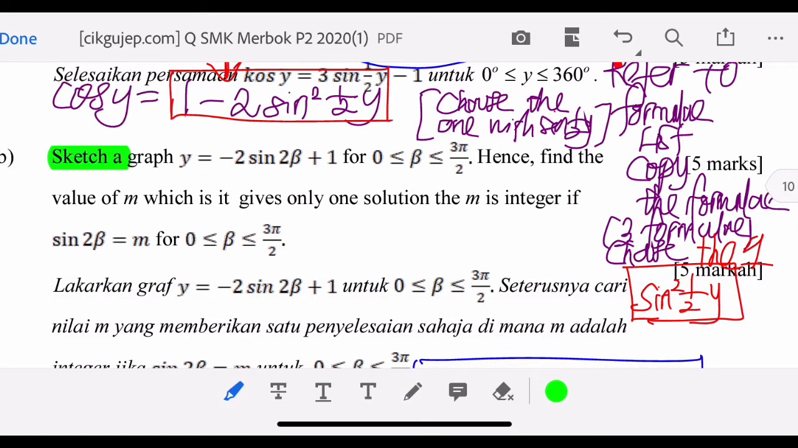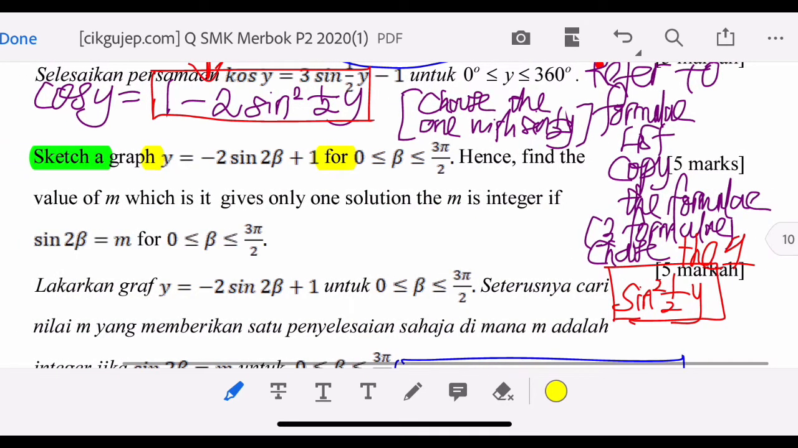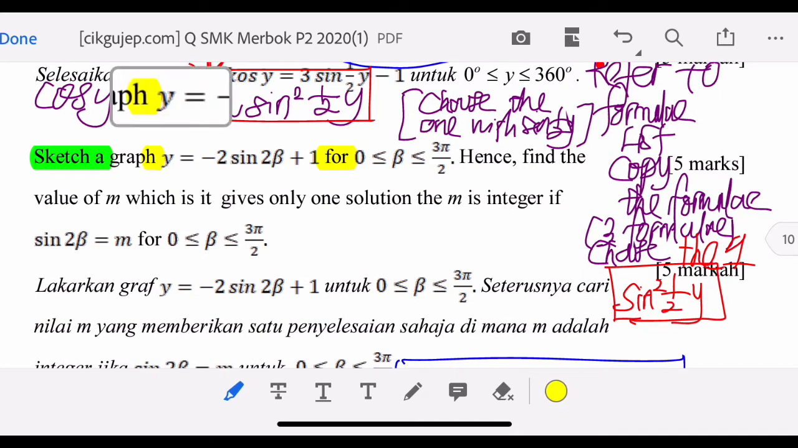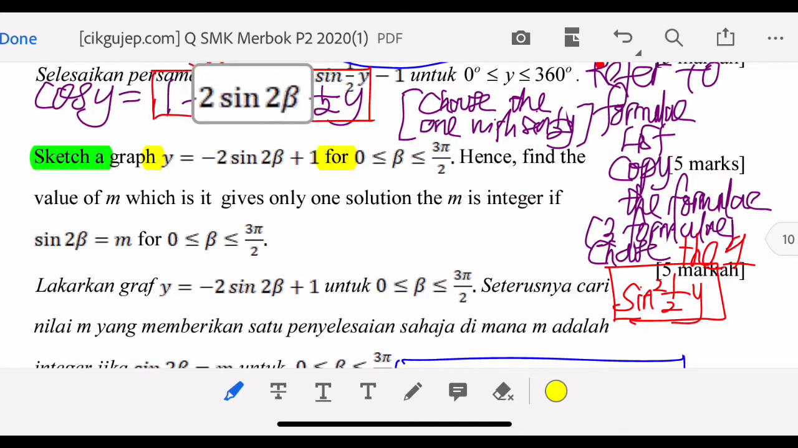Alright, now we are going to sketch a graph for part B. Okay, this is a trigonometric function. Function is a graph. So the graph given is y equal to negative 2 sine 2 beta plus 1. Okay, we don't have x, we have beta. Beta is the angle. So the angle can be in any symbol, alright? Okay, so now do you still remember how to sketch the trigonometric function?